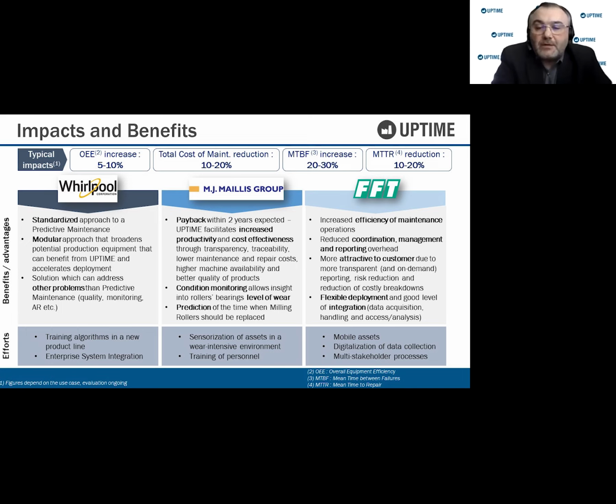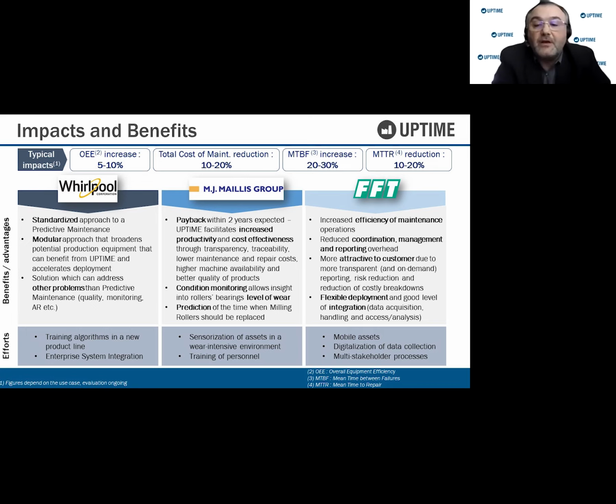More attractive to the customer, which is a big aircraft producer situated here in Europe, so you can guess which one it is, more transparent and on-demand reporting, risk reduction, and reduction of costly breakdowns. So the customer is really benefiting from this approach, and the flexible deployment and good level of integration which we offer for data acquisition, handling, and access and analysis of the data is something that really helps FFT.